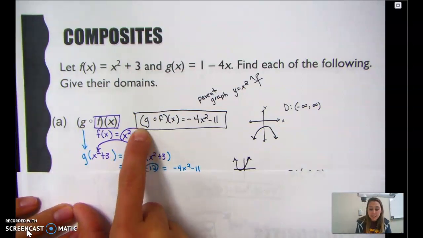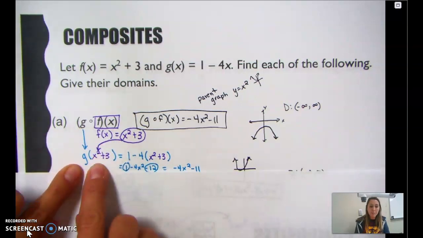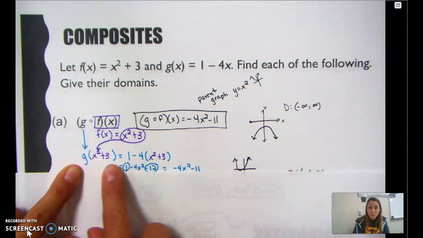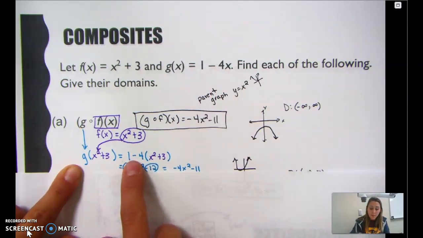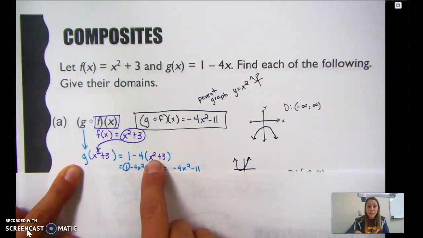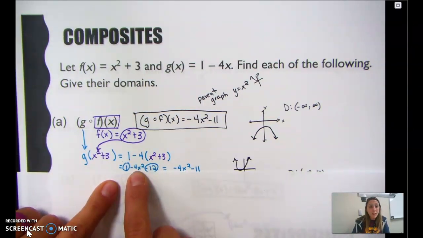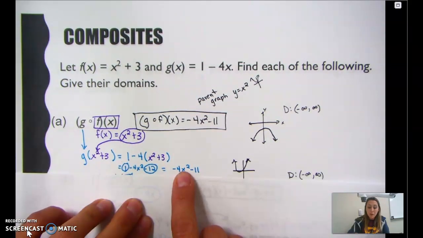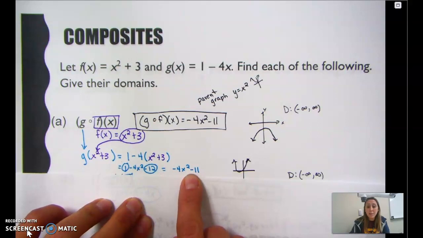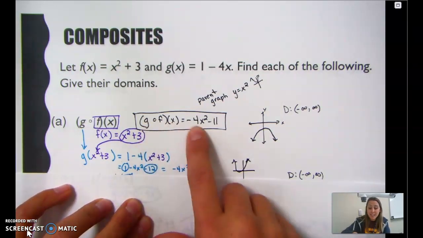Now I take that entire output, and I'm going to plug it into my g function right here. And then I'm just going to simplify. So my g function is 1 minus 4x, so I have 1 minus 4, my new input. And then I just get 1 minus 4x squared minus 12. And then that's going to equal negative 4x squared minus 11 once I combine all my like terms. So my answer for this one, for g of f of x, is negative 4x squared minus 11.